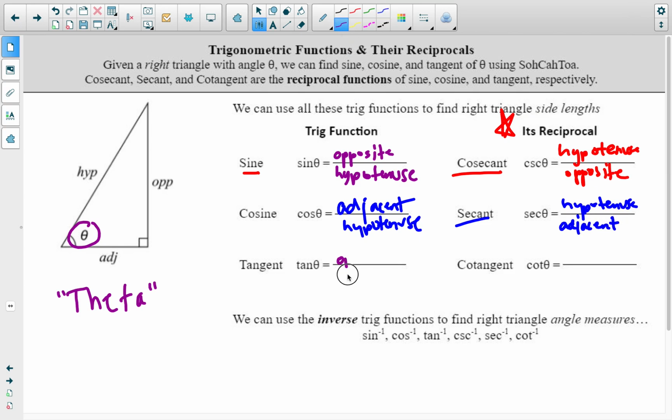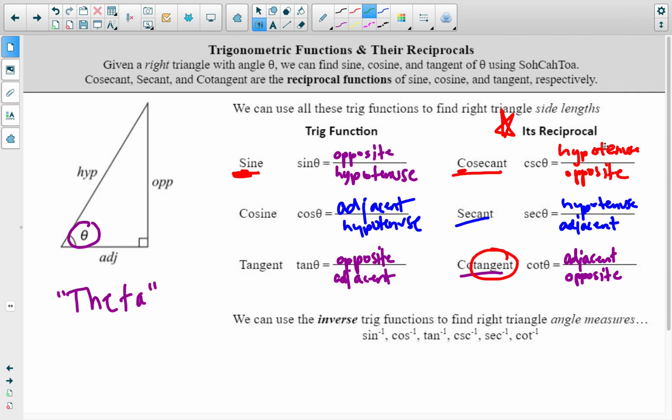Okay, tangent is opposite. This is our TOA part, opposite over adjacent. And then for cotangent, it's the reciprocal. You just flip and you take adjacent over opposite. All right, this is something that you should be aware of. You should know that sine and cosecant are reciprocals. I remember it by saying the S's and C's go together, S sine goes with C. The S's and C's go together for cosine and secant, and then cotangent I can just remember because it has the word tangent in it.